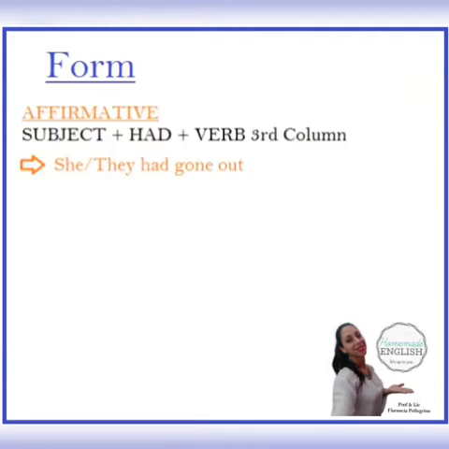For the affirmative form, we'll start with the subject, then the auxiliary had for all the subjects, so don't worry which the subject is. You will always use had for all of them. And then the verb in the third column, or past participle, as in she or they had gone out.